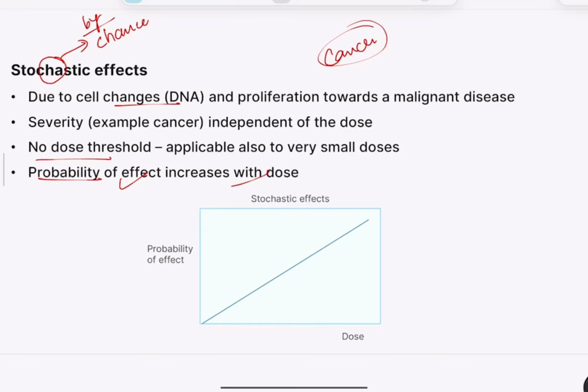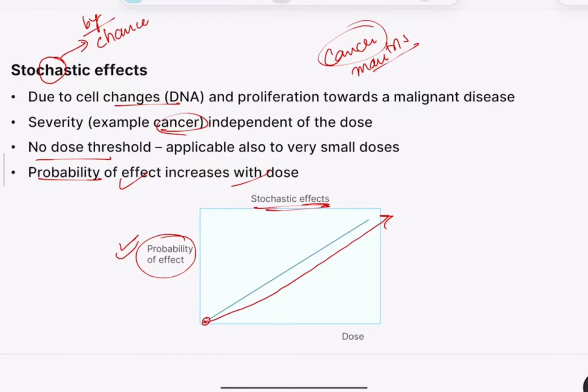Stochastic effects are due to DNA changes. Examples are radiation induced cancer and radiation induced mutations. All these are stochastic effects. It can start with the minimum, there is no threshold there. As the dose increases, the probability increases in stochastic effects.